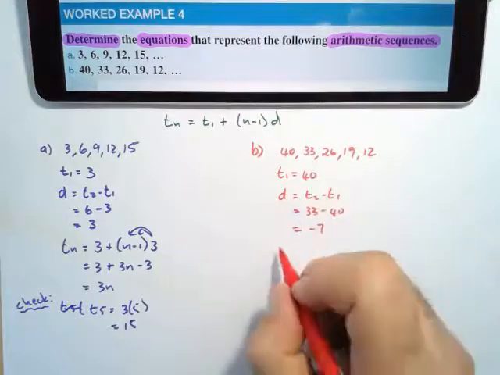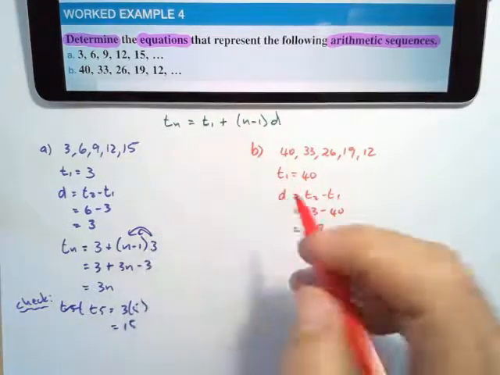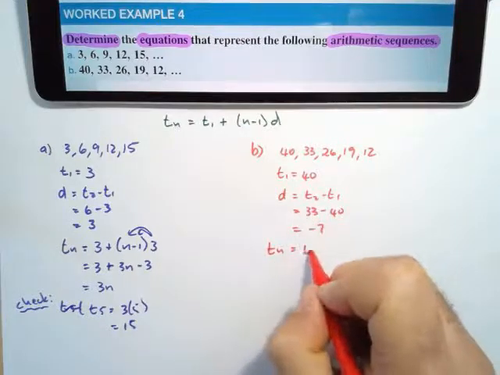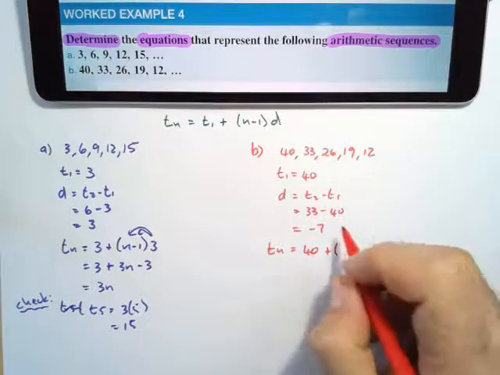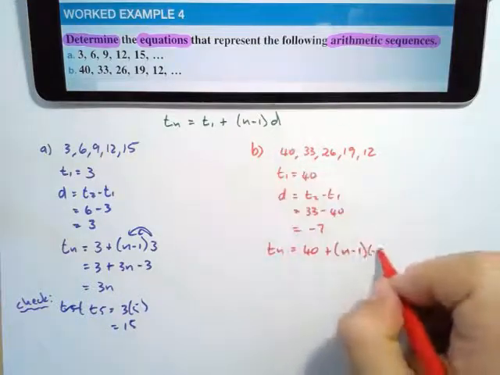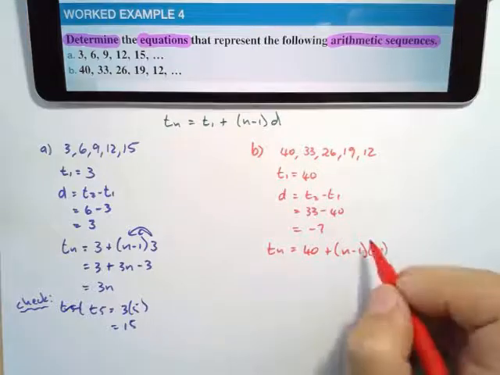I have my equation, so I'm going to substitute these two values into my equation there. Tn equals T1, which is 40, plus n minus 1 stays n minus 1, and d is now negative 7. See how I use my bracket? Otherwise it looks like take away 7.